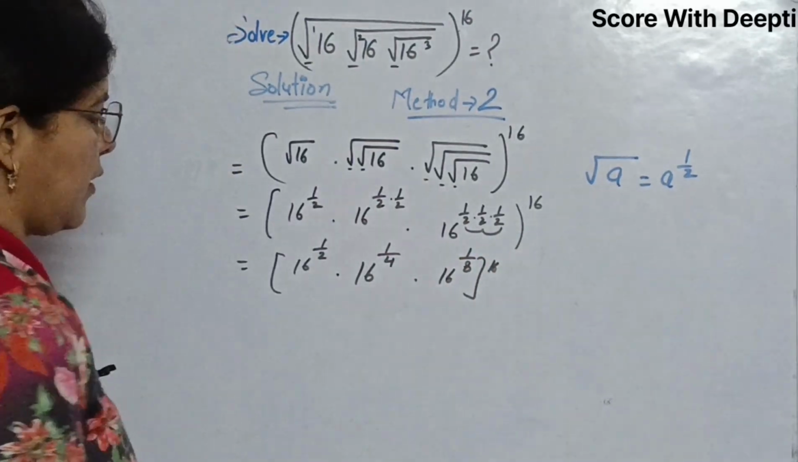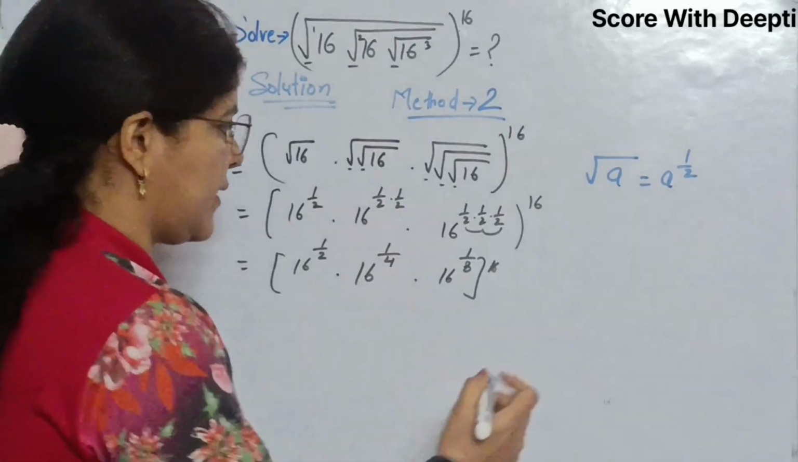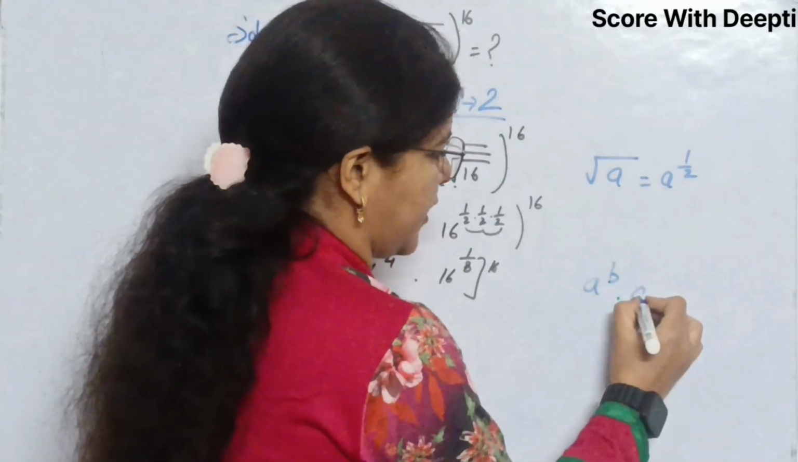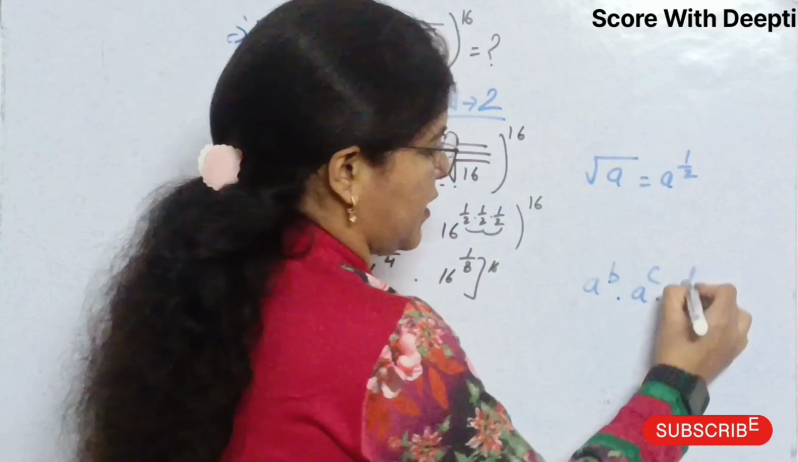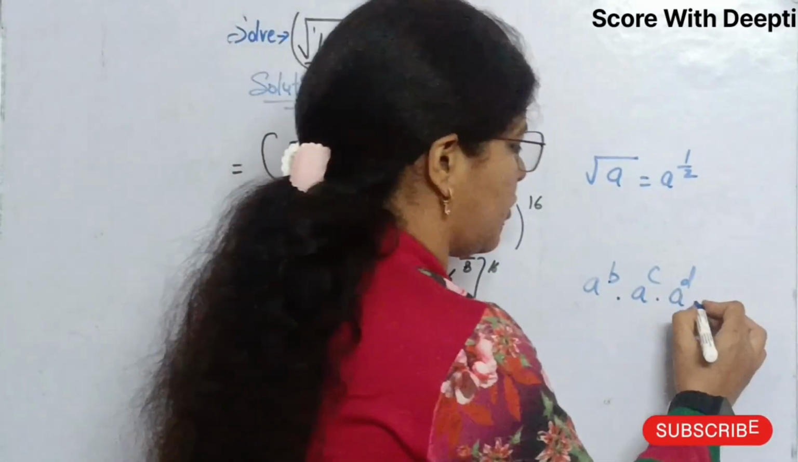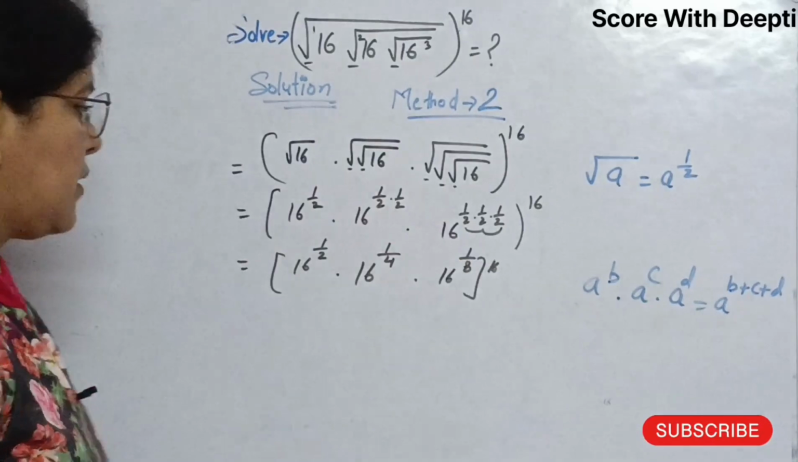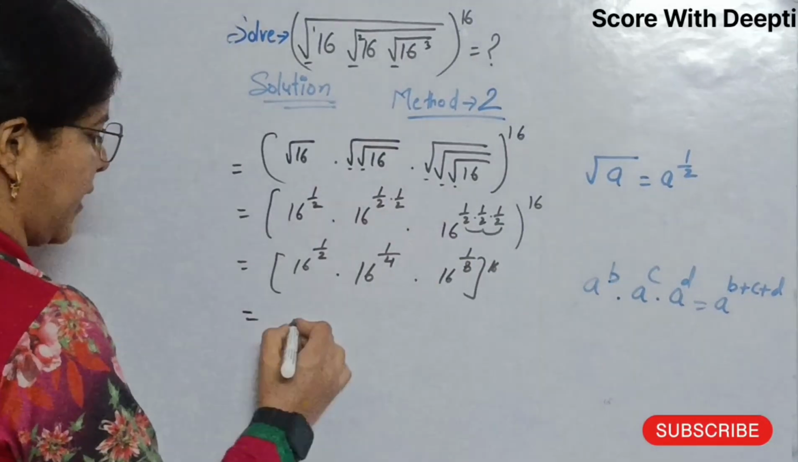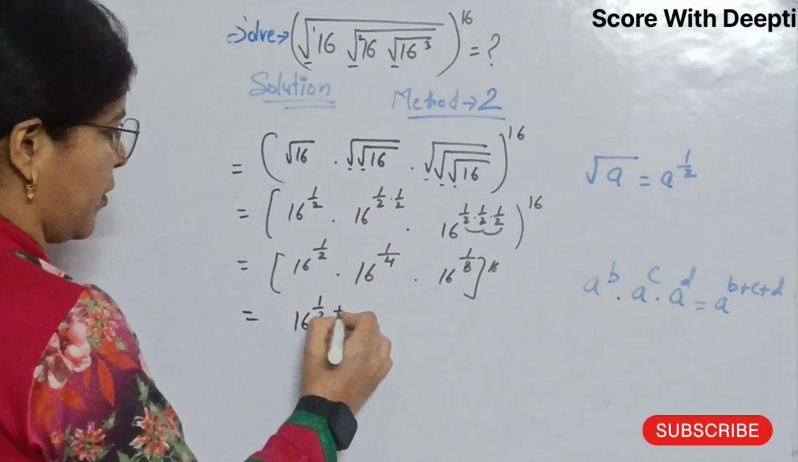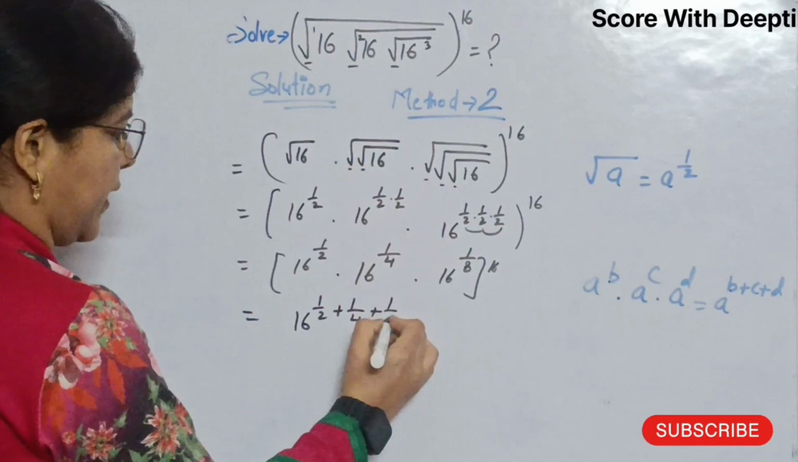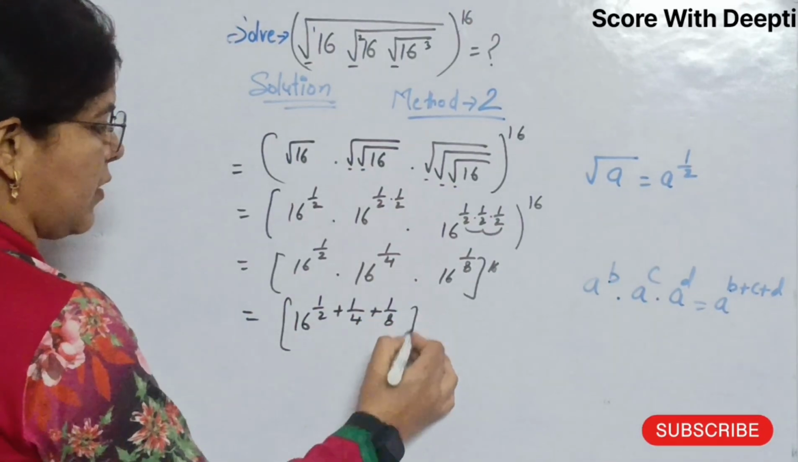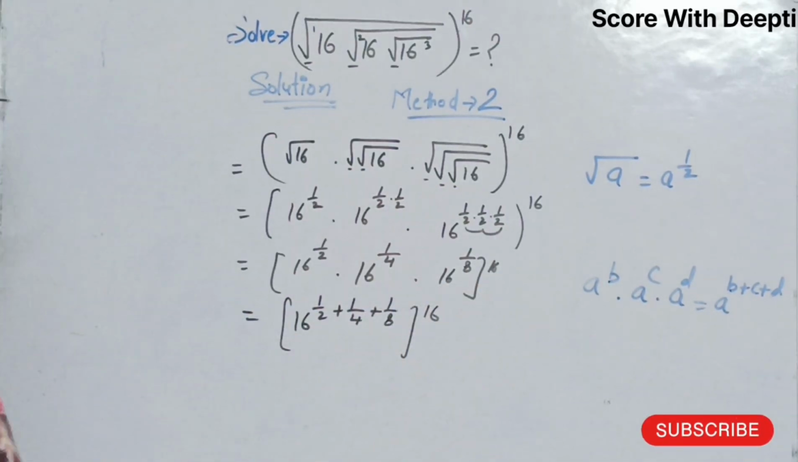Next, here we apply the identity a to the power b into a to the power c into a to the power d, which is equal to a to the power b plus c plus d. Here we apply this identity and get 16 to the power 1 by 2 plus 1 by 4 plus 1 by 8, to the whole power 16 as it is.